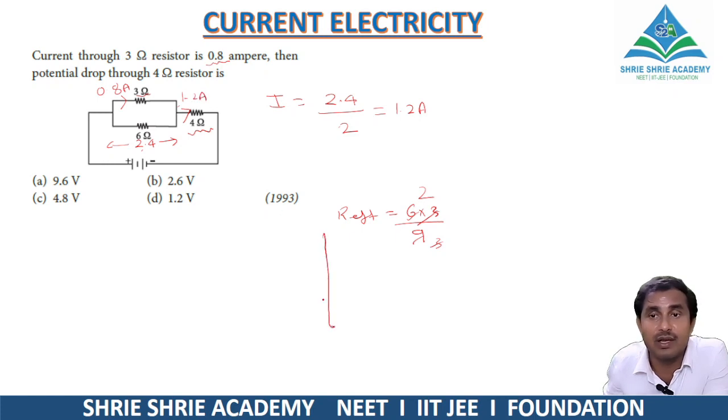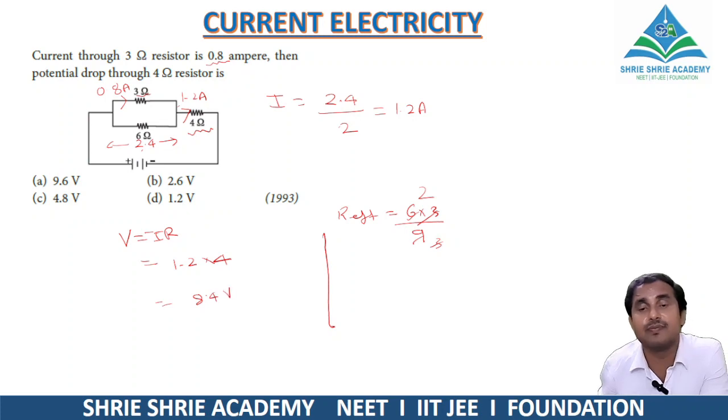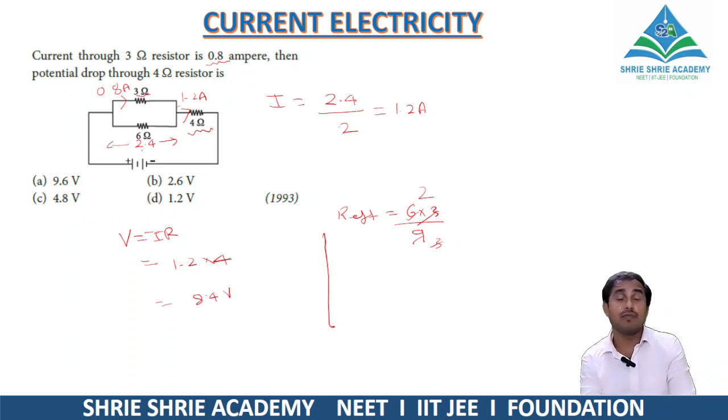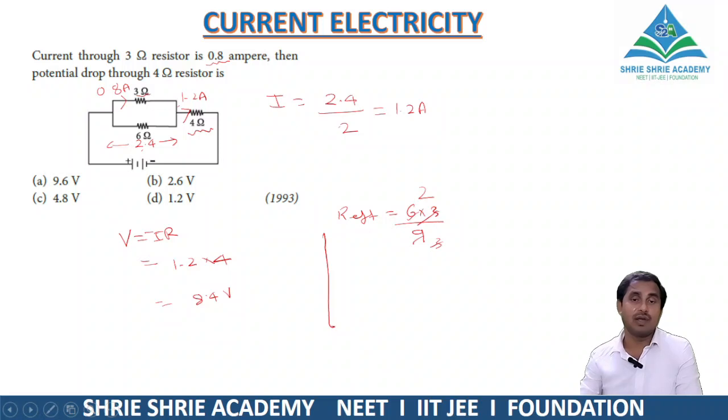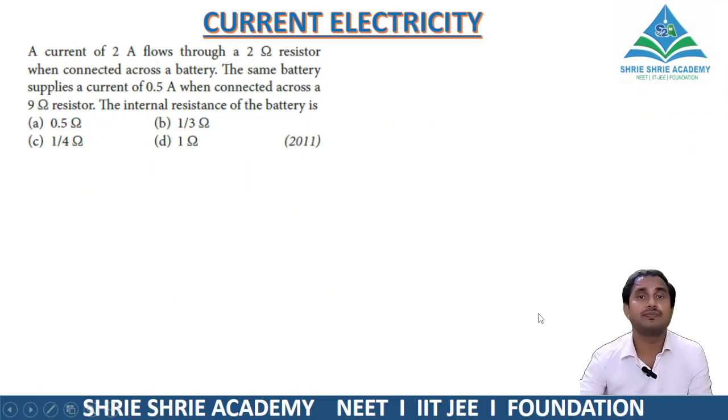Then potential difference formula, you know that V equal to IR. So current we have got is 1.2, resistance 4, so you get here 4.8, right? So this is also a simple approach. We have to find out in this way so that you can get the answer easily.